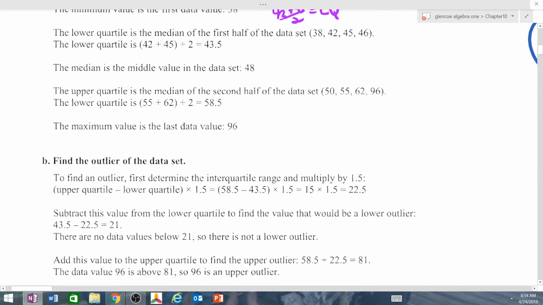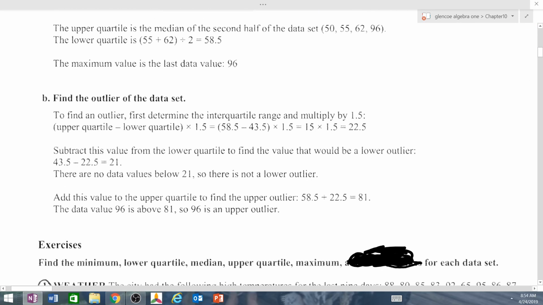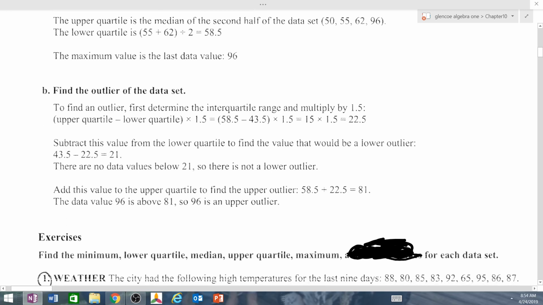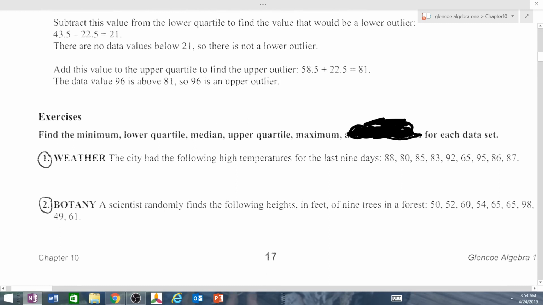Okay. To find an outlier, first determine the, okay, I don't think we're going to find outliers. I don't ask any of that on the test, but you should be able to find the minimum, lower quartile, median, upper quartile, and maximum for each data set. Yes?